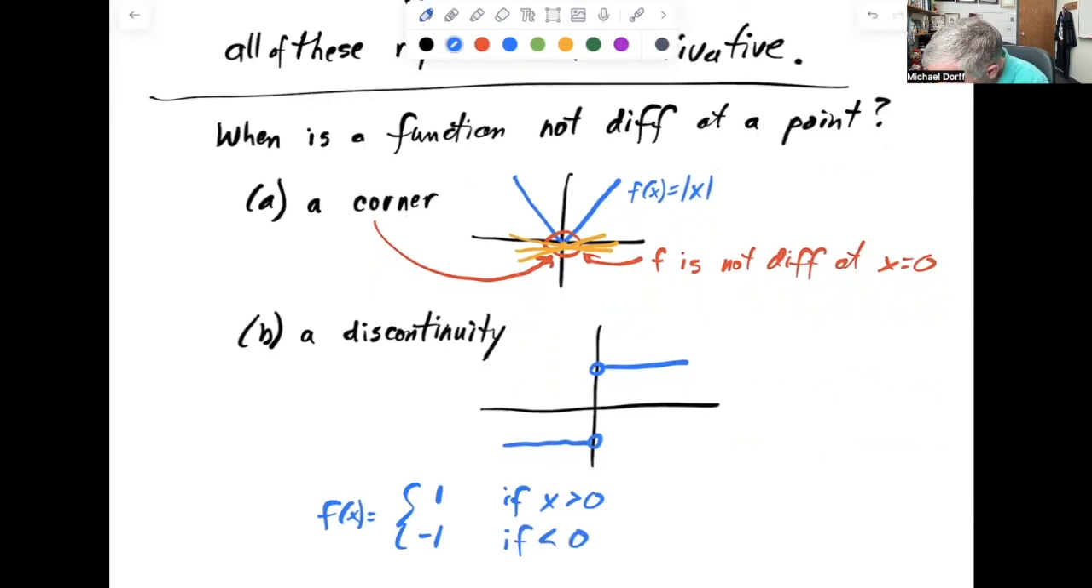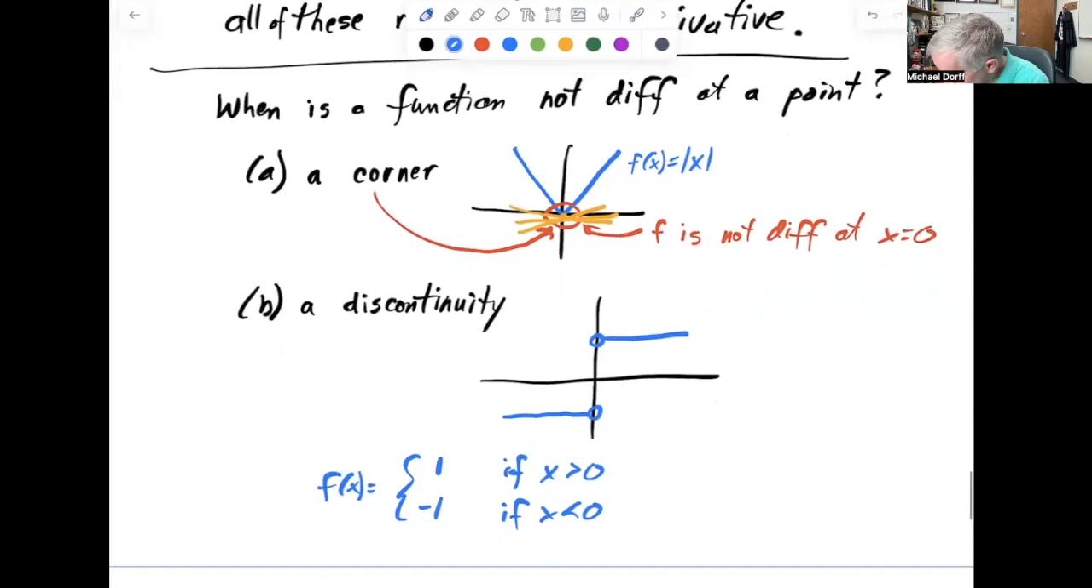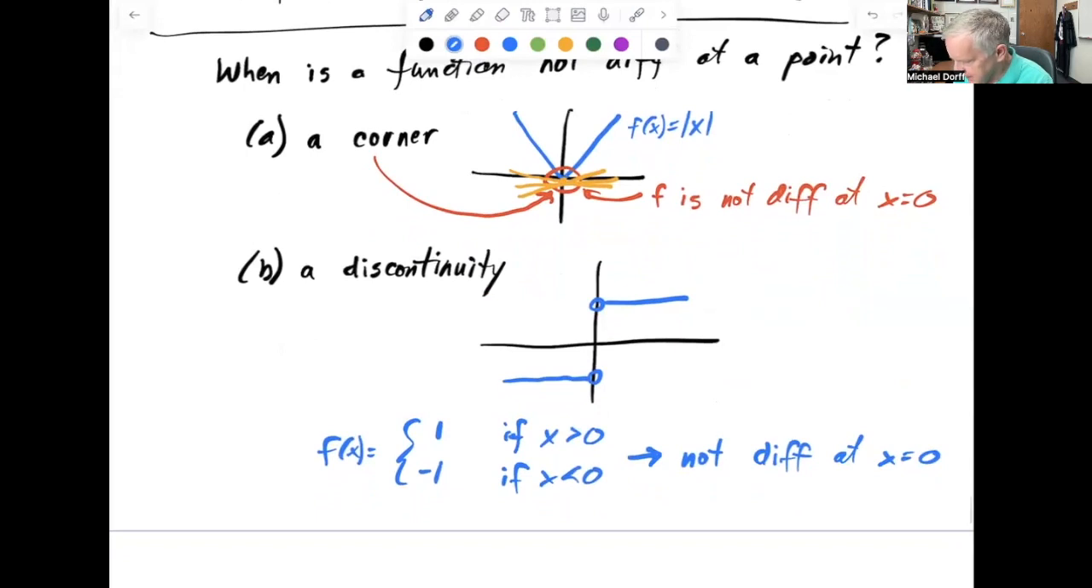x is less than 0, then this is not differentiable at x equals 0. Okay, there's a discontinuity there. In fact, even if I just fill one of these in, let's just fill this one in there, I still can't find the derivative there.